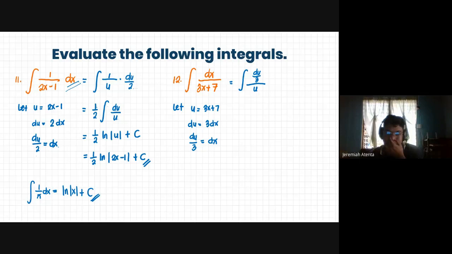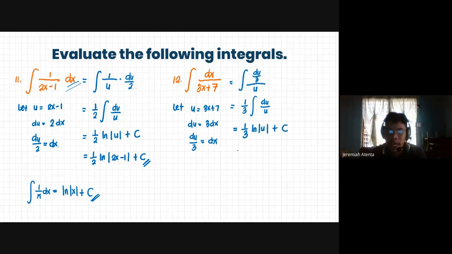So yung du over 3 may 1/3 yan. So we can put 1/3 outside. So keep natin siya outside the integral sign. So matitira will be du over u na lang. And integral of du over u again is just ln of absolute value of u. So we have 1/3 ln absolute value of u plus c. And our u is just 3x plus 7. Then we have plus c.